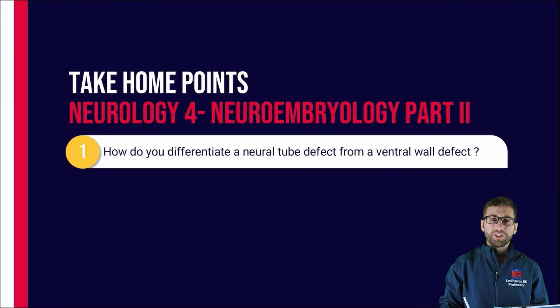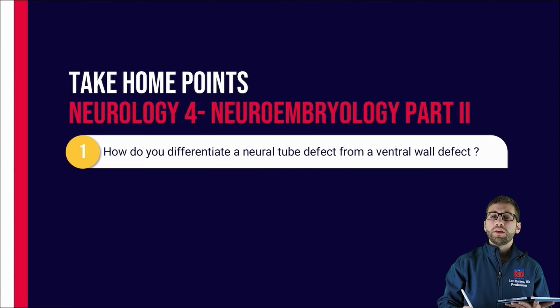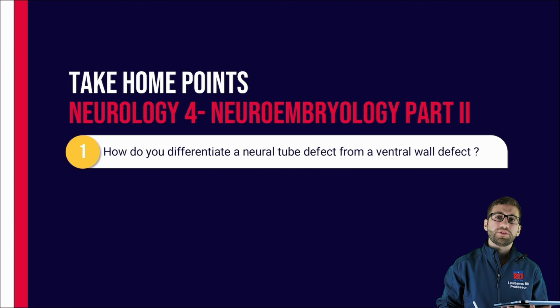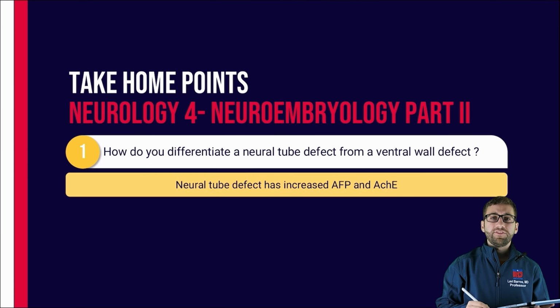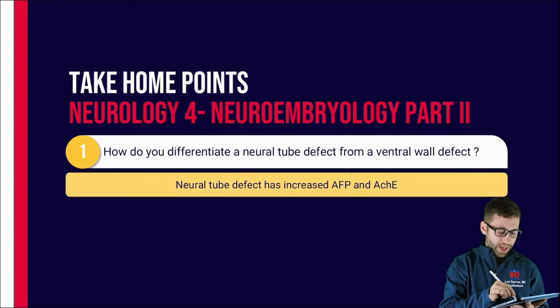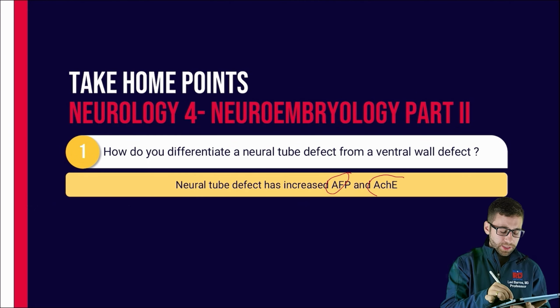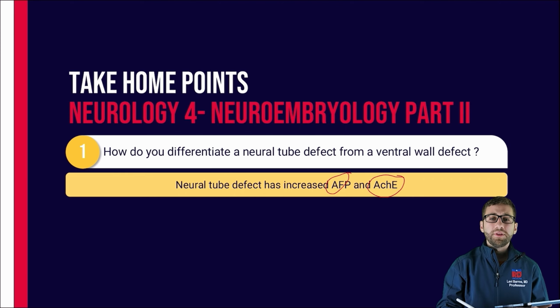Starting with the first question, neural tube defects and ventral wall defects are both congenital anomalies, but they have distinct differences in their clinical and biochemical presentations. Neural tube defects involve the incomplete closure of the neural tube, leading to conditions such as spina bifida and anencephaly. These defects are characterized by increased levels of alpha-fetoprotein and acetylcholinesterase in the amniotic fluid.